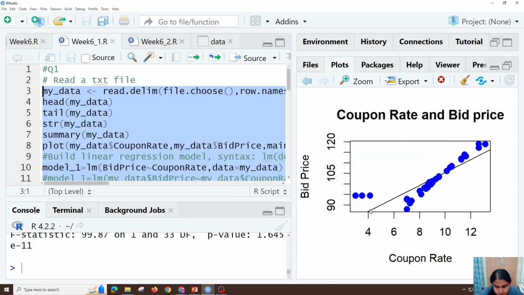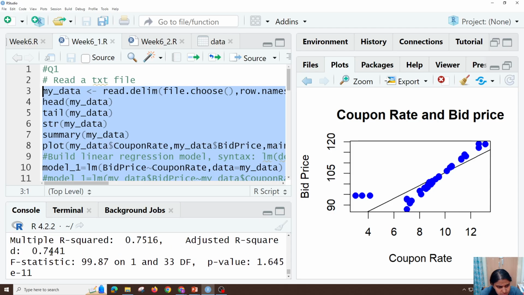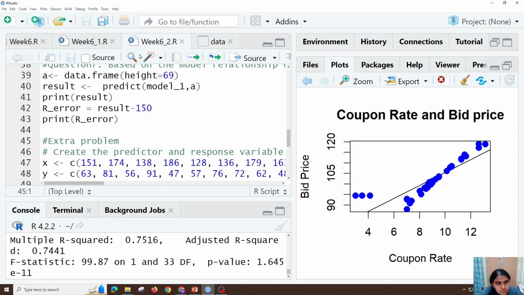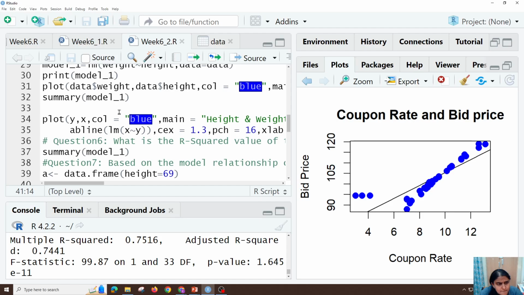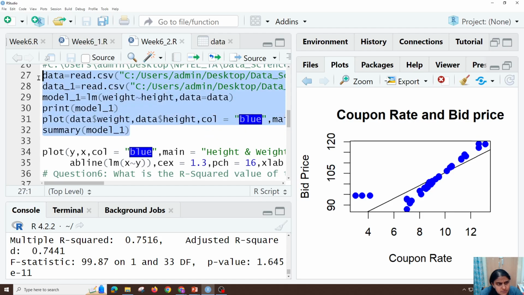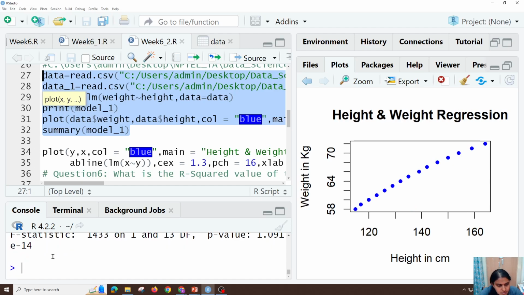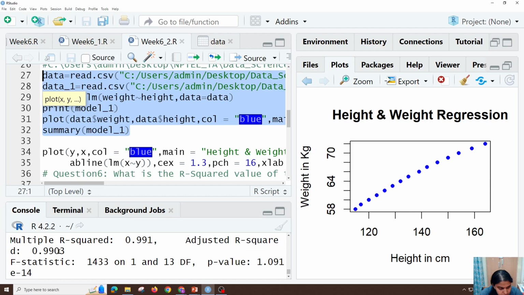So coupon rate and bid price, the R square value was coming like 0.7516 and adjusted was coming like 0.74. And right now in this particular problem, I will run that. So right now it is coming like 0.9903 is the adjusted R square value. So from this itself you can see the earlier value was looking like this.